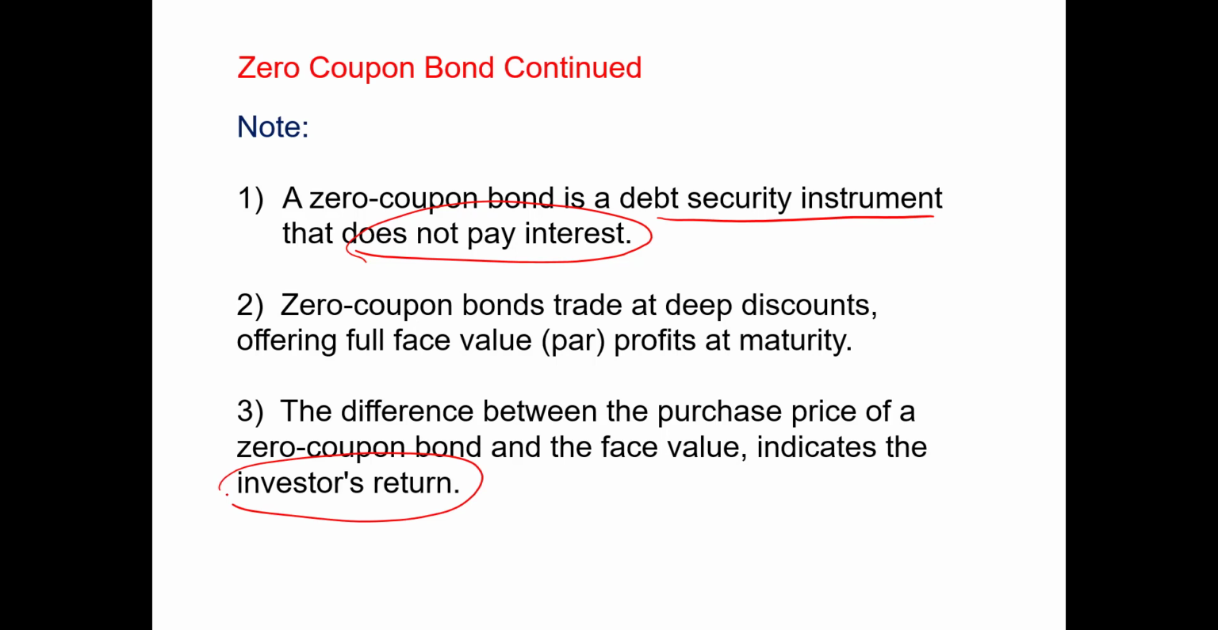Okay. So again, we are using the compound interest formula to find out the bond price right now, and then the difference between the bond price right now and the face value at maturity. That's what they call the interest, or you can call that the return for the investor.